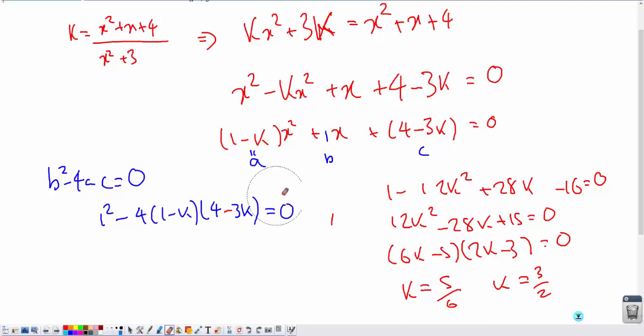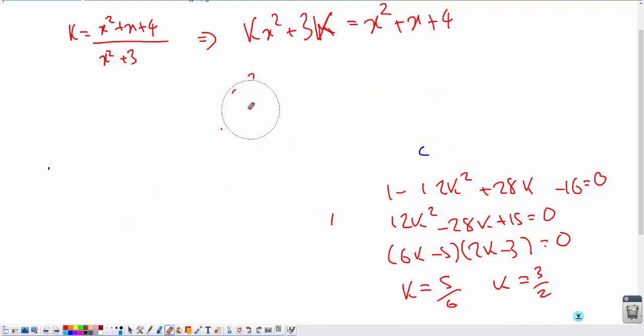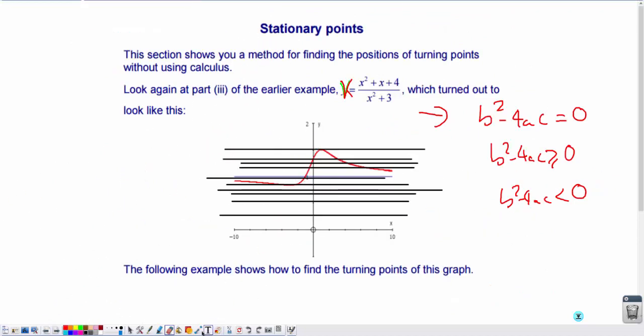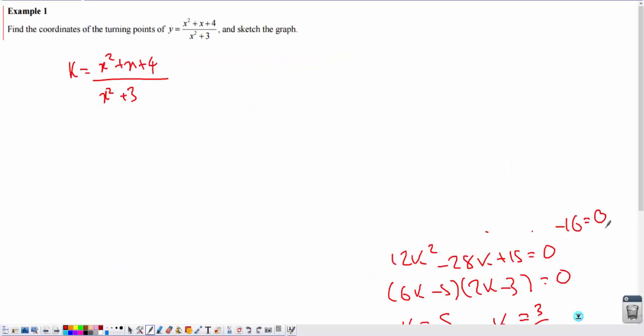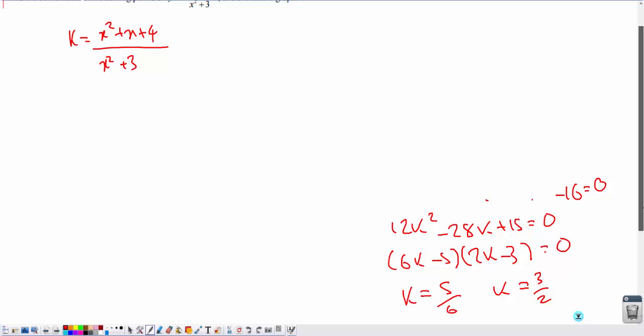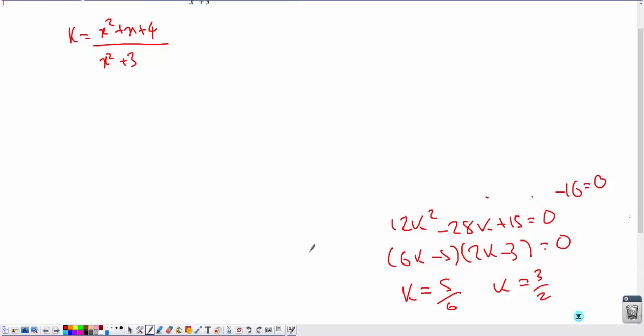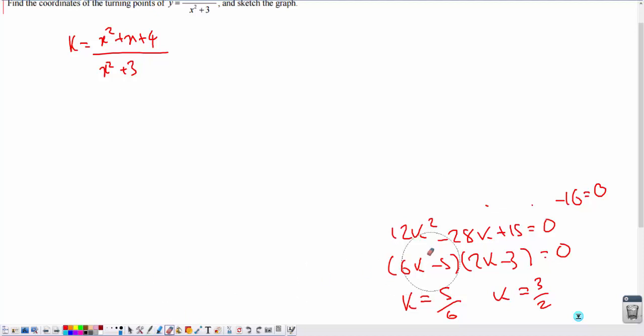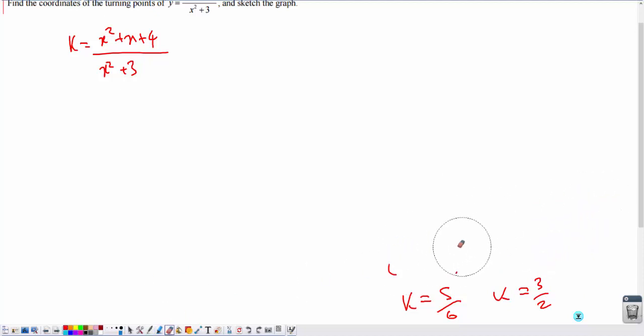Well, these are where my turning points are. Now, essentially, for values of k, just think about what you're doing here. If you go back to what I was doing here, this is your value of k. These are my lines, y equals k. So you found where this happens and this happens. So we know that one of my turning points was at 5 over 6 and the other one was 3 over 2. Those are essentially your y values. So you need to find the respective x values for those y values.